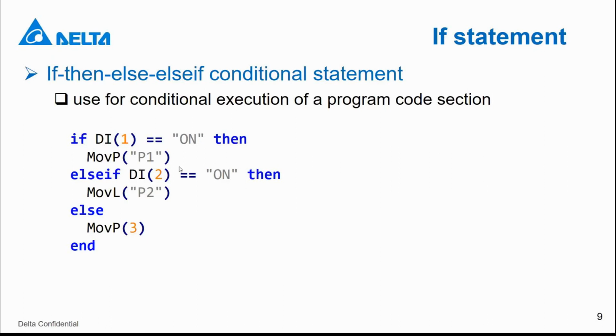So this is an example. Like the first one, if this condition is true, then it will move to point 1. And if this is not true, you will go to else if. Then if this condition is true, then you will move to point 2. But if this is also false, then you will go to else. Else means all the other conditions: if they are false, then it will go to else and move to point 3. So this is the if statement.